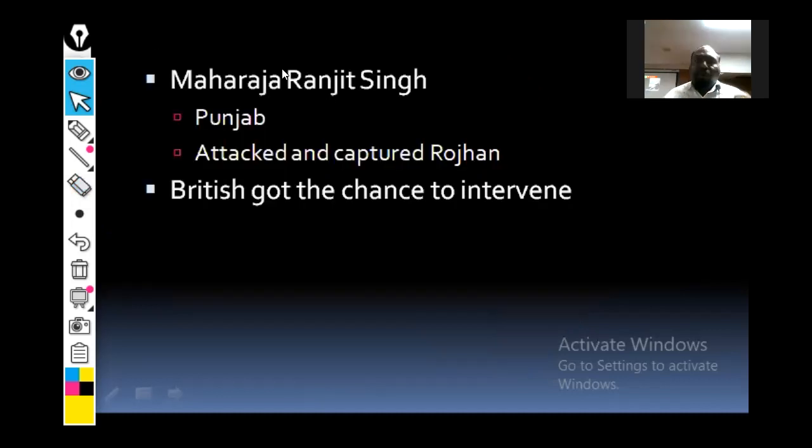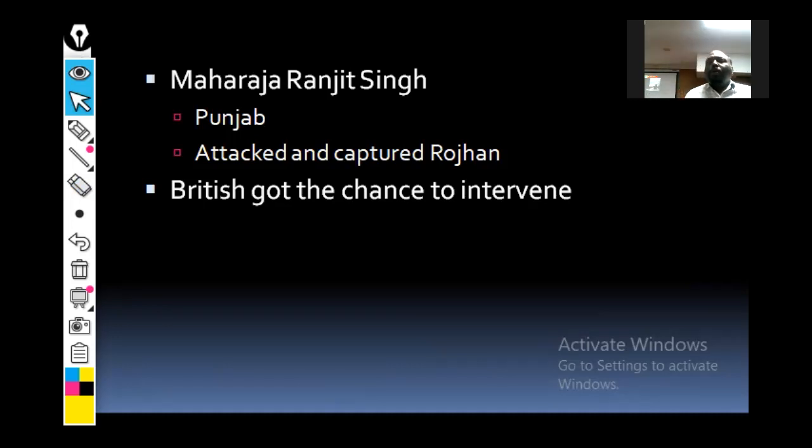So now comes the role of Maharaja Ranjit Singh. He attacked and captured Rojan. This Rojan was in the Indus Valley. On the right hand side is Rojan. It comes under the Cis-Sutlej states of the Punjab province.